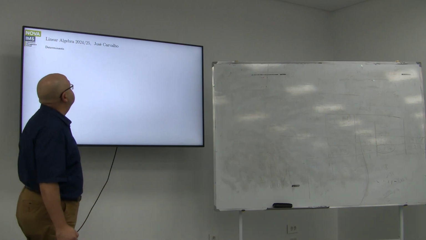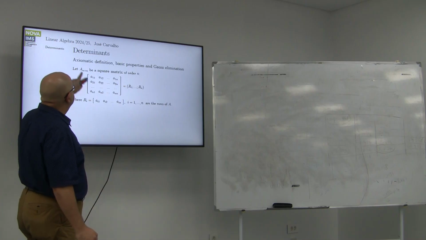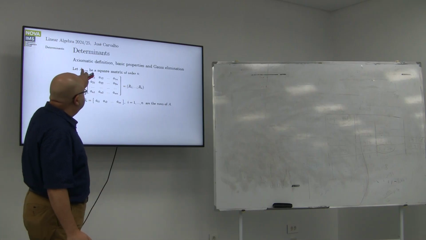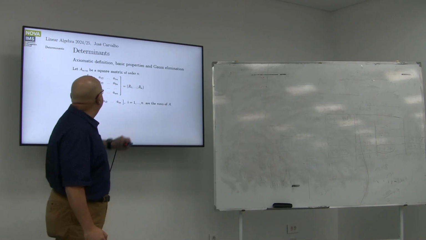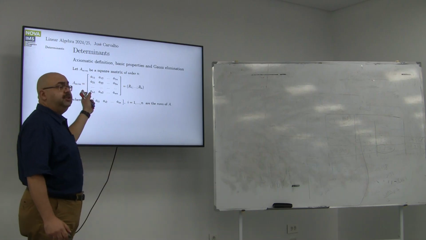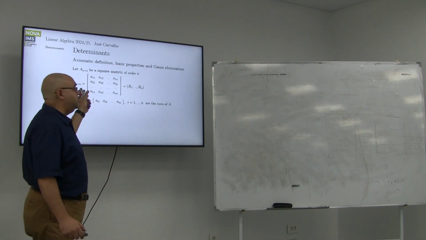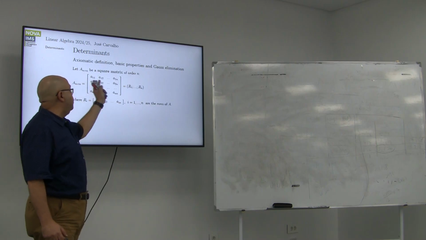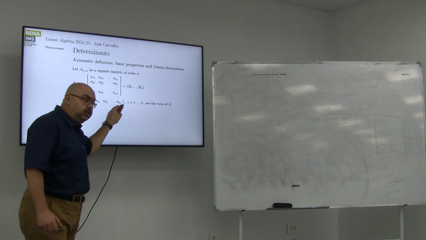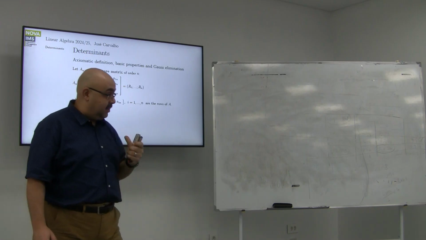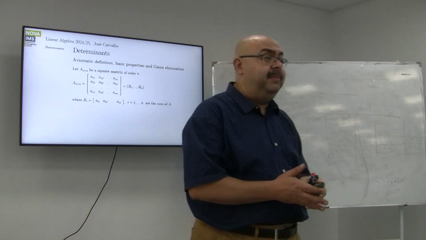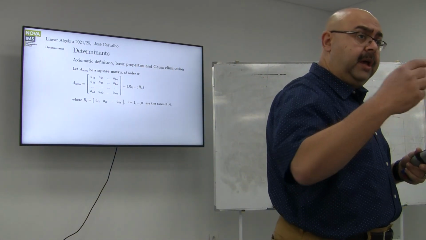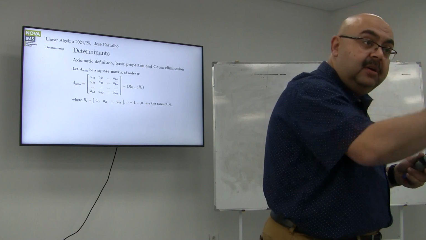The first of them, he is giving you the axiomatic definition, basic probabilities, and for the Gauss elimination. This is a matrix n by n. A square matrix consists of a number of rows. The number of rows can go up to n rows. Because in the beginning, we know that we can define a matrix by its elements, or define it by rows, or define it by columns.